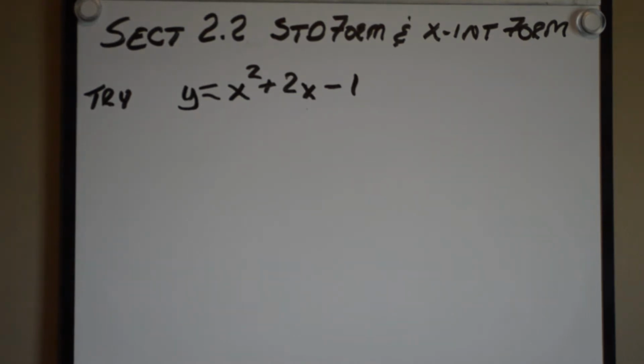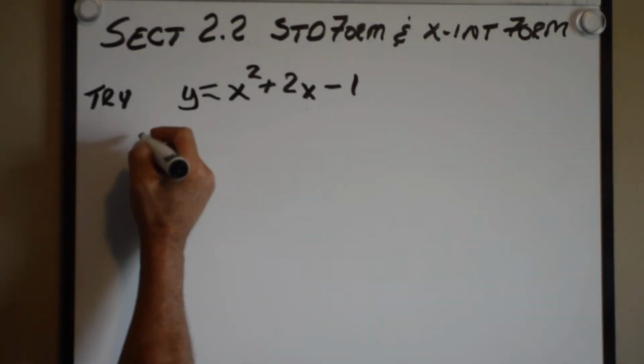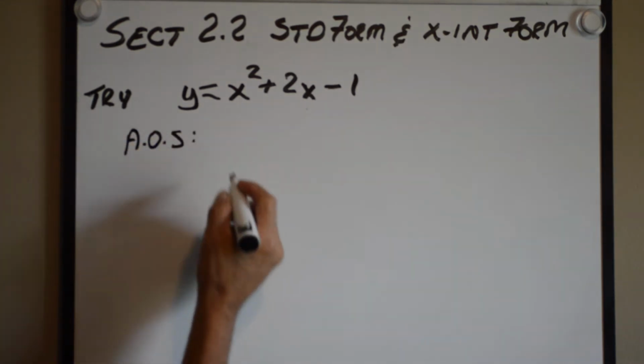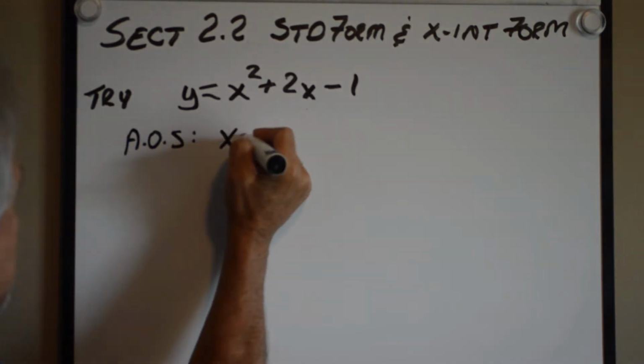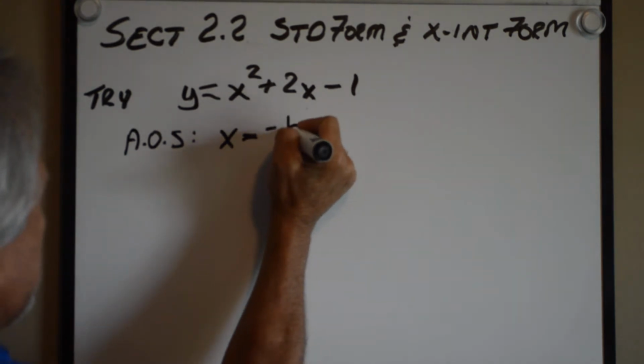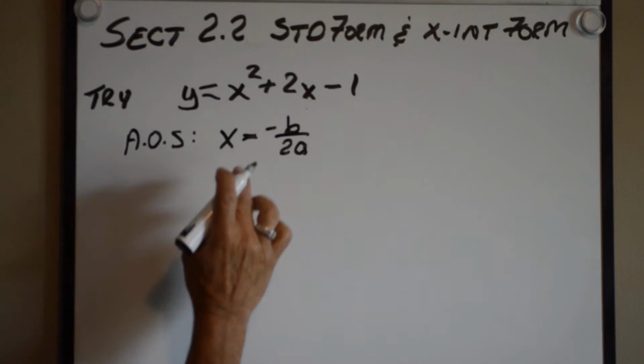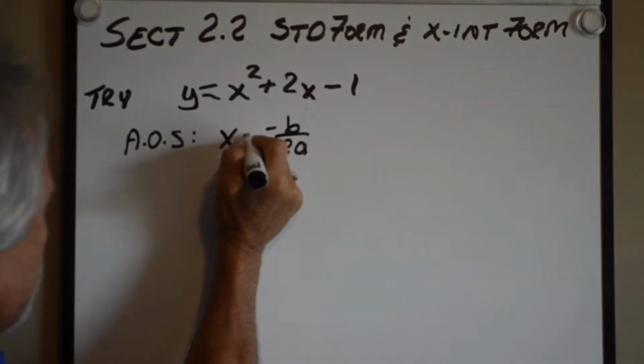And this problem is, again, I have to find my axis of symmetry. We always find that first. And that is by finding x equals negative b over 2a. That is just the formula for the axis of symmetry.